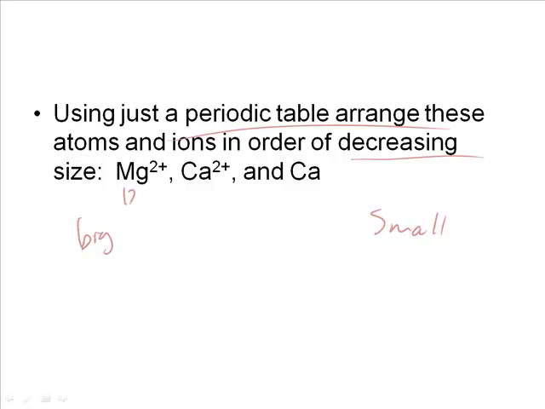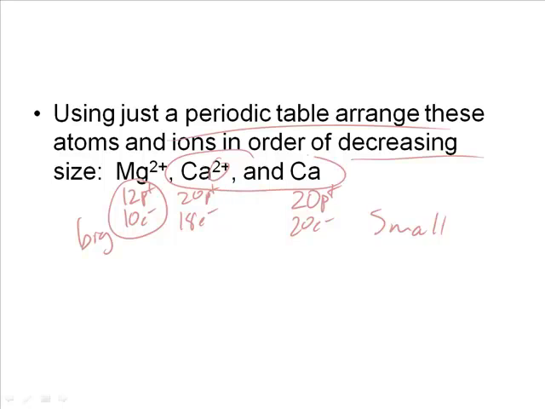Magnesium's got 12 protons and 10 electrons. Calcium's got 20 protons, and with the 2 plus, 18 electrons. And calcium atom, 20 protons, 20 electrons. Now we know right away this is going to be the smallest, because it's farther up on the periodic table. Calcium is farther down, so the smallest one is definitely going to be Mg2 plus.